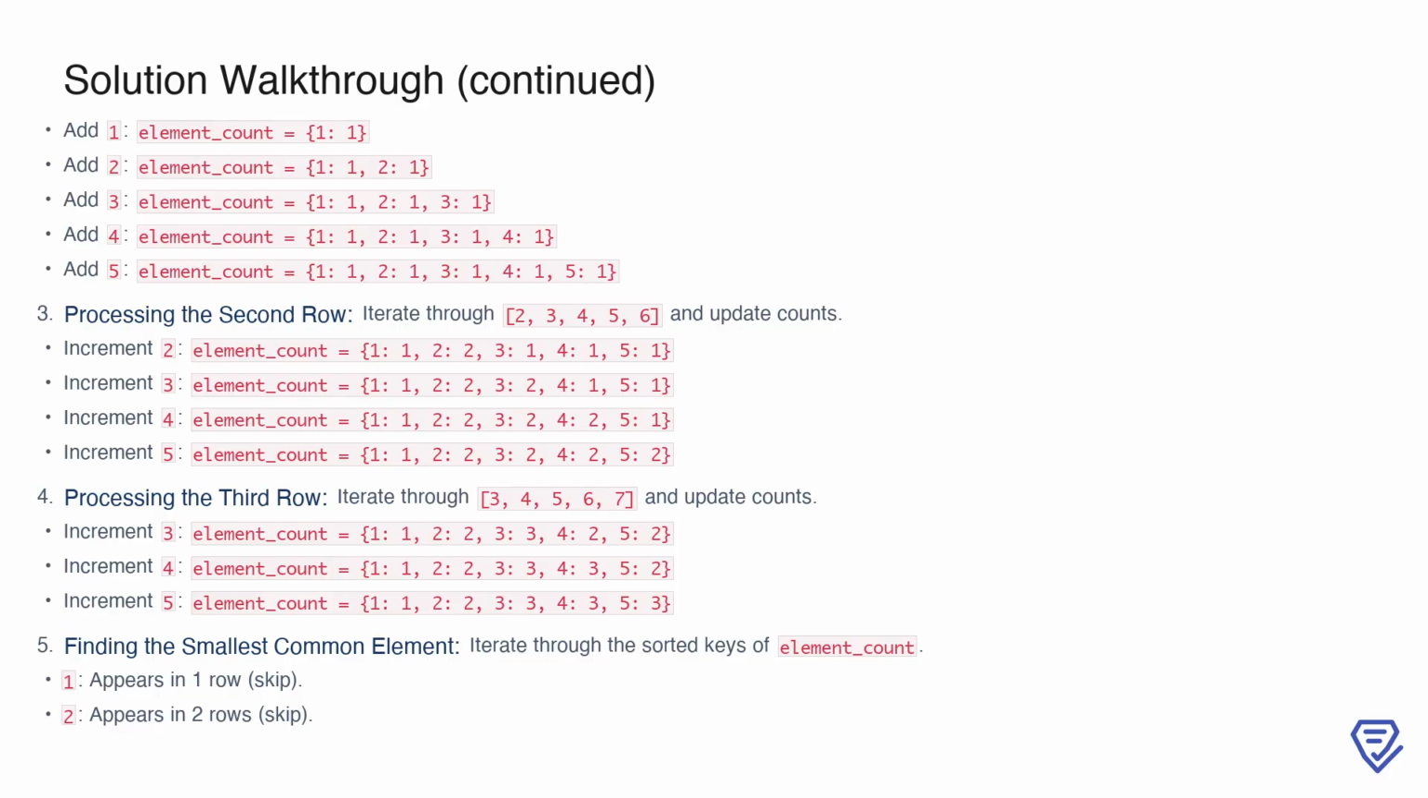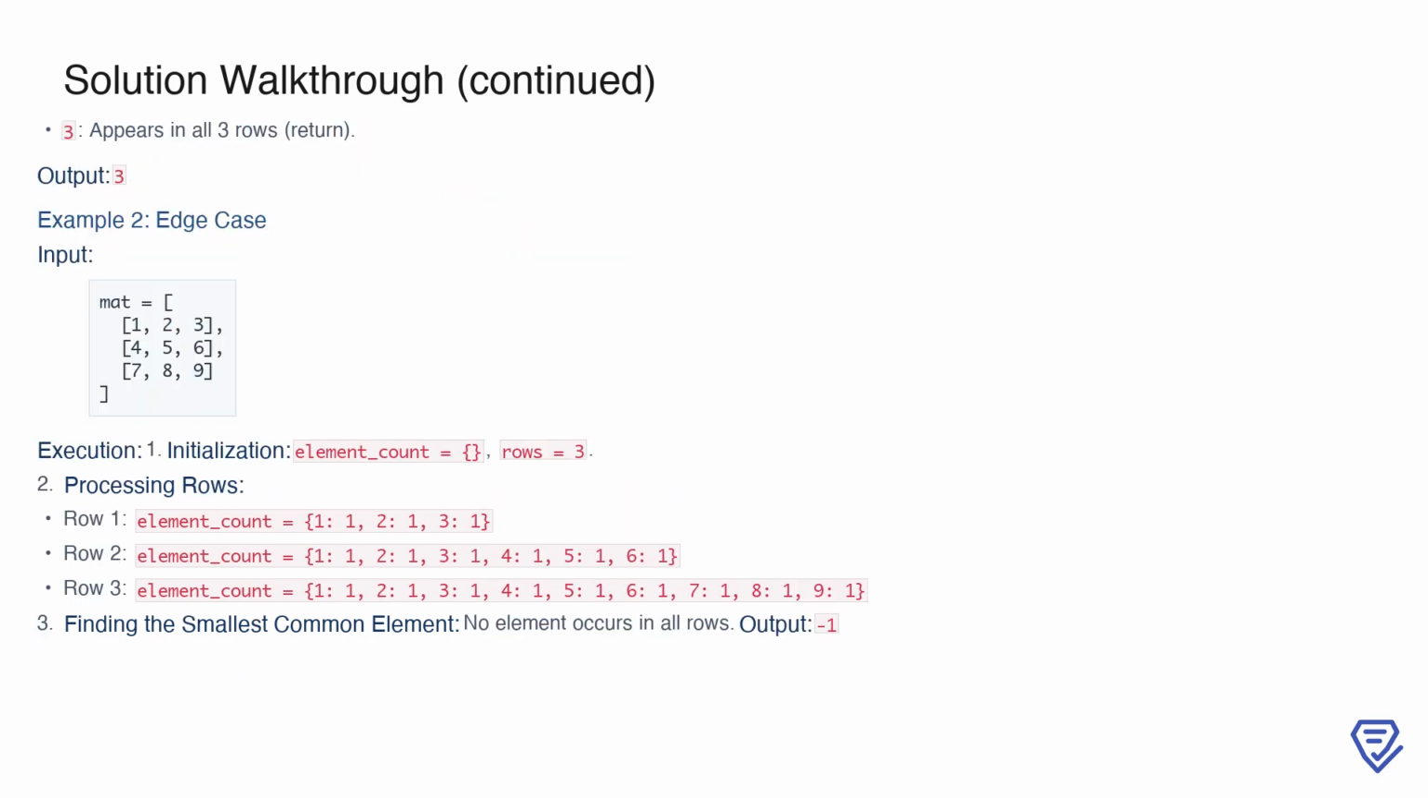The next step is to identify the smallest element that appears in all rows. To find the smallest common element, we iterate through the keys of element_count in sorted order. This ensures that we'll encounter the smallest elements first. For each key, we check if its count equals the number of rows in the matrix, which is stored in the rows variable. If it does, that element is the smallest common element, and we return it.